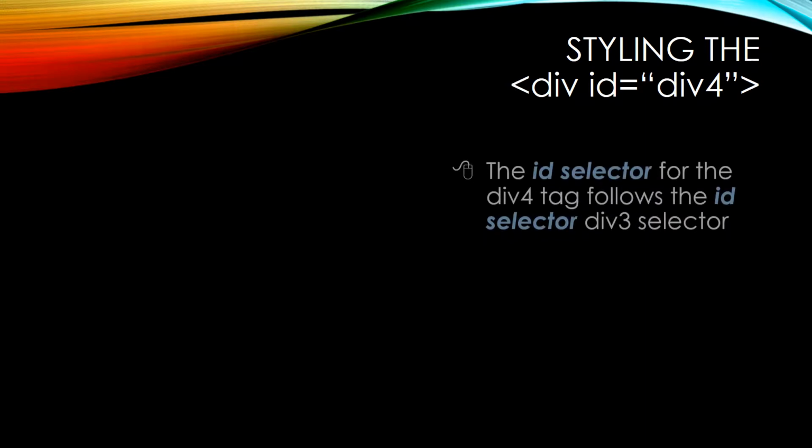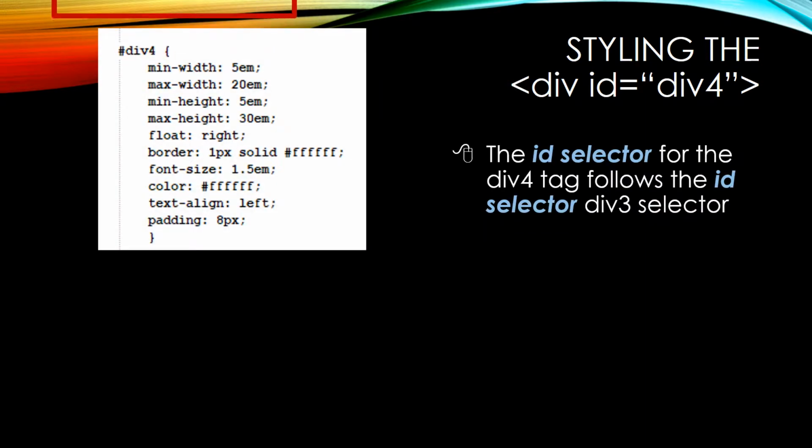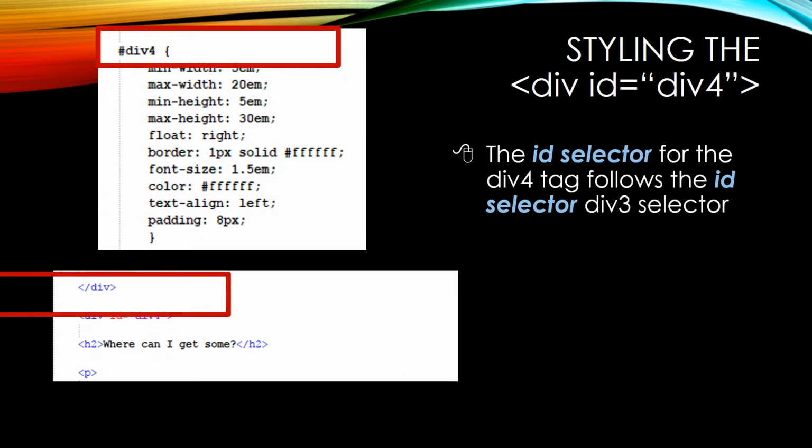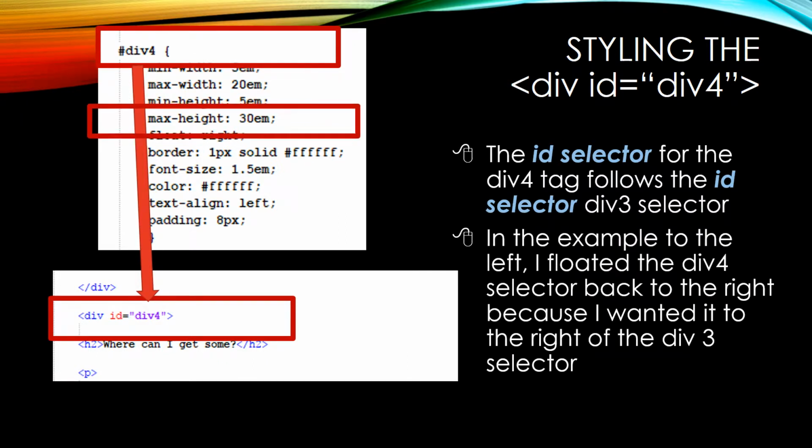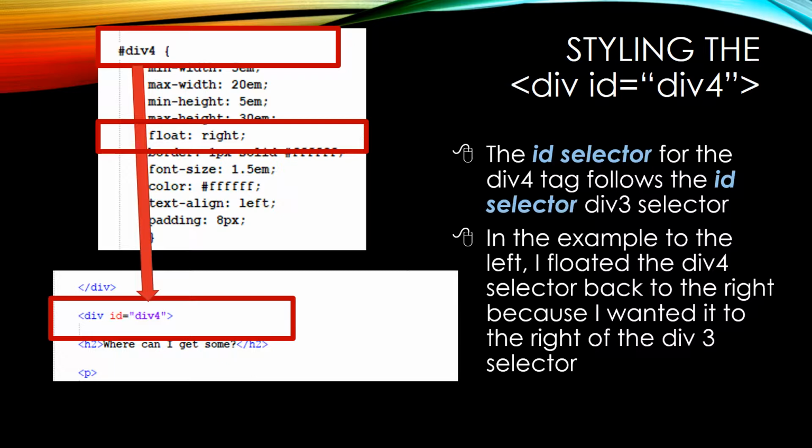Styling the div 4. The ID selector for div 4 should follow the ID selector for div 3. If you look at the diagram to the left, my ID selector number div 4 matches the value name inside the div tag. In this example, I wanted to move my div 4 section to the right of div 3, but below div 2. In that case, I have to float my div 4.